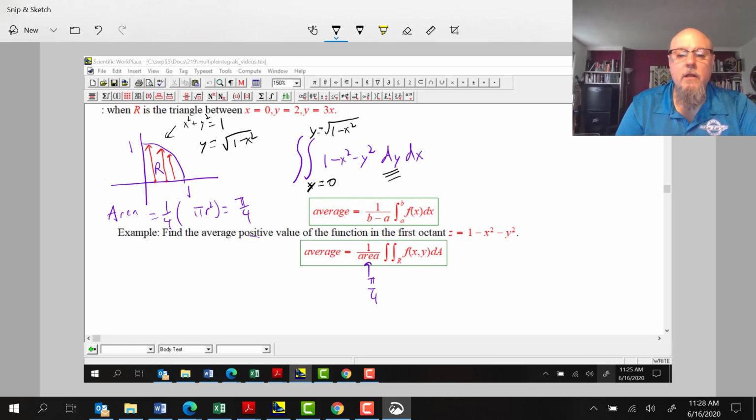Now x's: lowest x in the shape, 0, highest x in the shape, number, number. Inside ones are curves, outside ones are numbers. So when I evaluate this integral, I'm going to get the volume of this surface with this region, this R footprint, and this 1 minus x squared minus y squared as the roof.